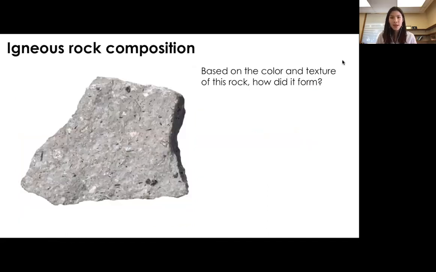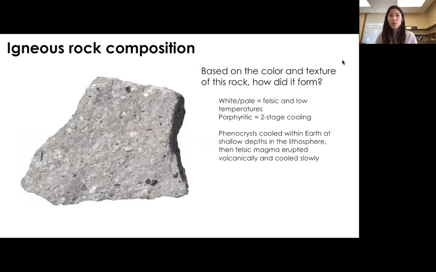All right, let's try this again with this rock. So again, take a couple minutes, think about the color and texture of this rock, and hypothesize how it formed, what temperatures and what rates, and what tectonic setting. All right, when you think you've got that ready to go, we'll look at, at least, my interpretation of it.